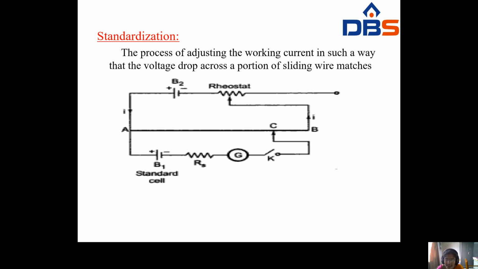Standardization is the process of adjusting the working current in such a way that the voltage drop across the sliding wire matches with the working current. That process is the standardization.